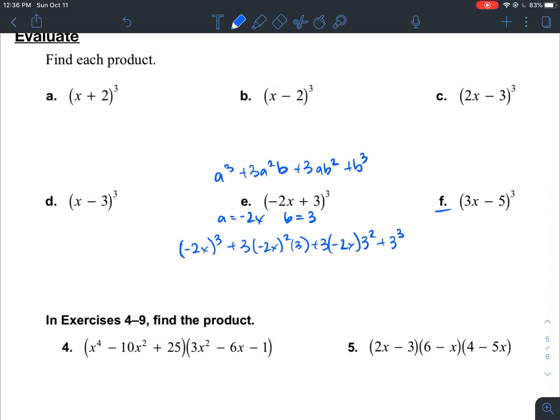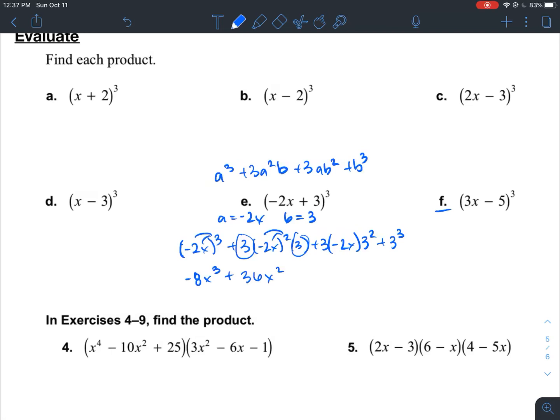So that's negative 2x cubed. That means the negative 2 and the x are being cubed, so it's going to be negative 8x cubed. Plus, negative 2x is being squared, so the negative 2 and the x are being squared. Negative 2 squared is 4 times 3 times 3. So that's 9 times 4, which is 36x squared.